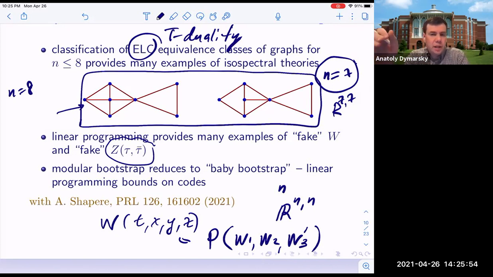Mathematicians have been playing in the context of codes for many decades. So basically, this is a connection between modular bootstrap and some activity which mathematicians have already excelled at a long time ago.